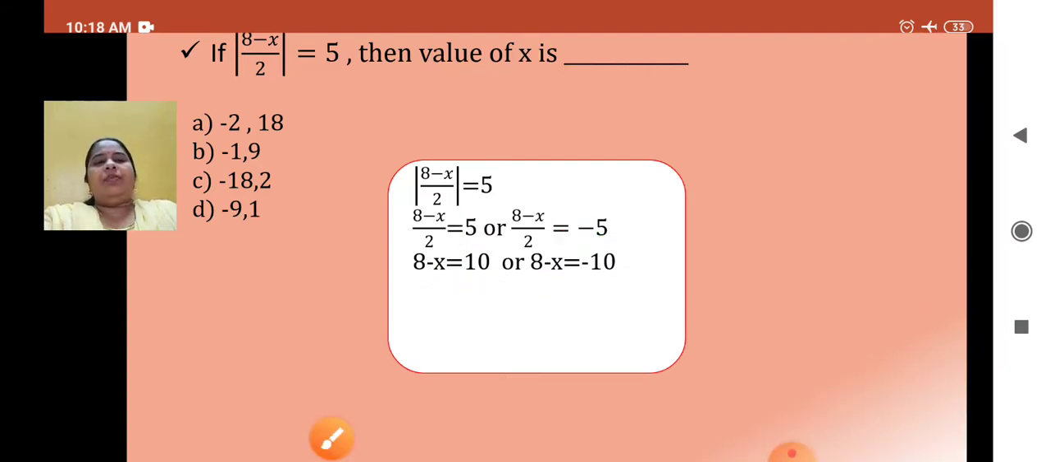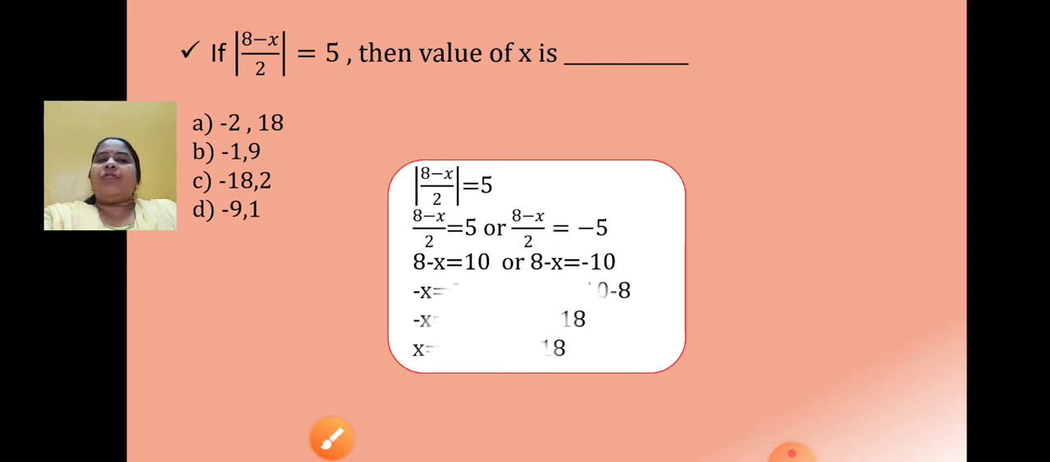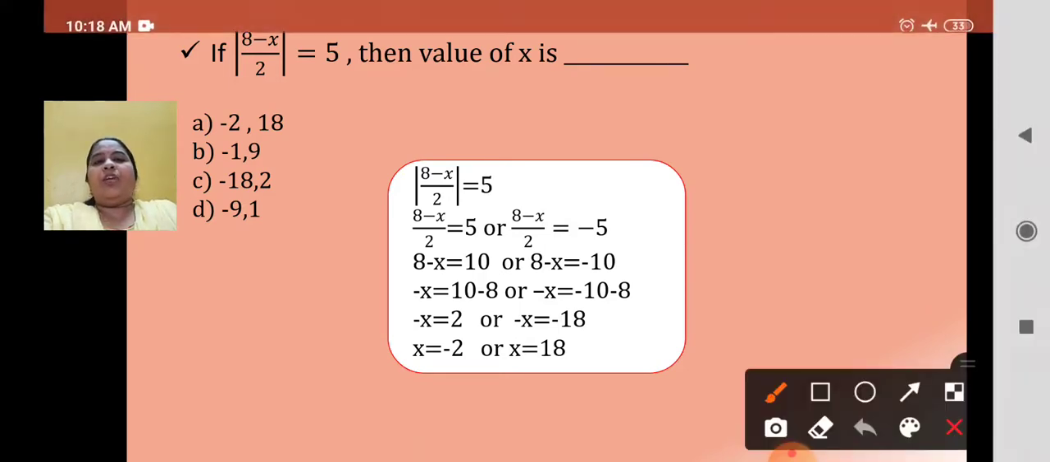Correct? Now what? After this, shift the terms here and there. So minus x will be 10 minus 8, minus x is equal to 2. We want the value of x. So x will be minus 2. Same way this, minus x is equal to minus 10 minus 8, minus 18. Both the side minus can be cancelled.